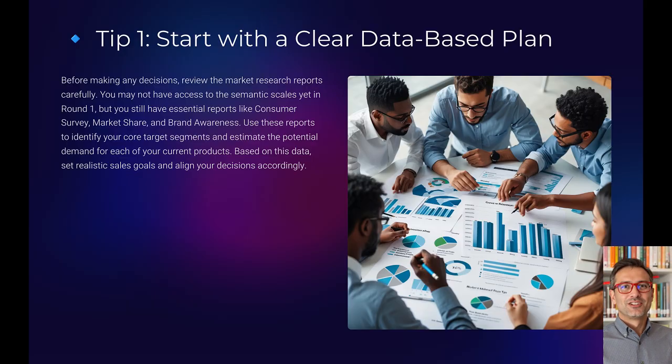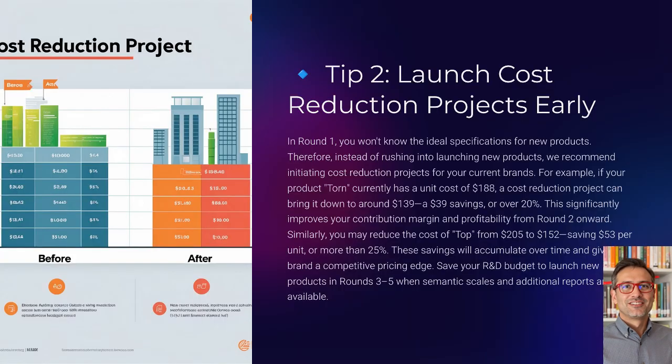Tip 2. Launch cost reduction projects early in round 1. You won't know the ideal specifications for new products. Therefore, instead of rushing into launching new products, we recommend initiating cost reduction projects for your current brands. For example, if your product Torn currently has a unit cost of $188, a cost reduction project can bring it down to around $139, a $39 savings, or over 20%.